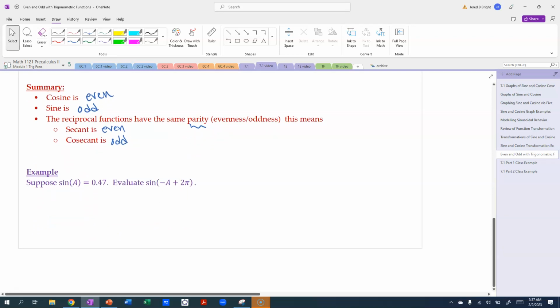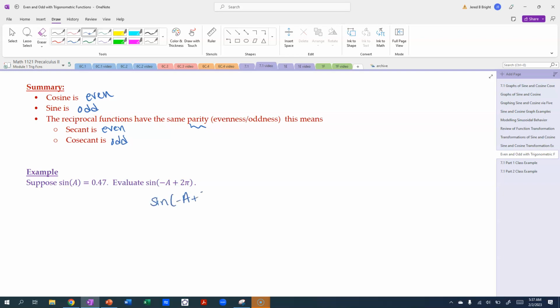Okay, great, even and odd, fun. Why do we care? For problems like this. Okay, so I'm supposing that sine of A is equal to 0.47. Evaluate sine of negative A plus 2 pi.